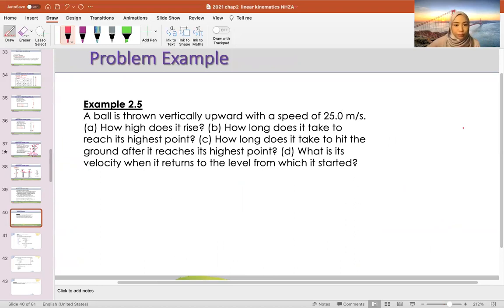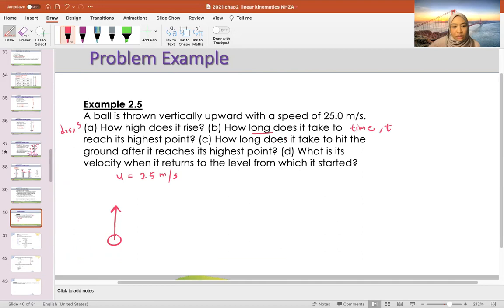A ball is thrown vertically upward with a speed of... okay, dia dibaling macam ni. Kali ni kita tak baling hadiah X, kita baling bola aja. So a speed of u equals to 25 meter per second. How high does it rise? How long does it take to reach its highest point? So how long ni kita refer to time. And how high does it rise? We are referring to the ball's displacement, right? Displacement or S. This is T.